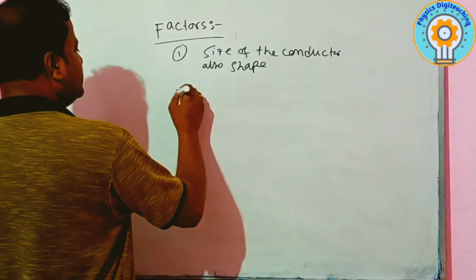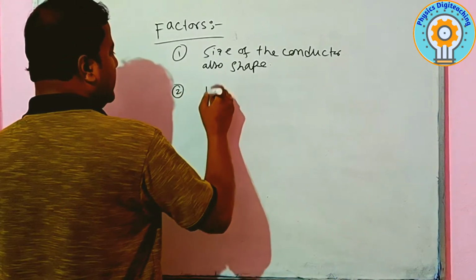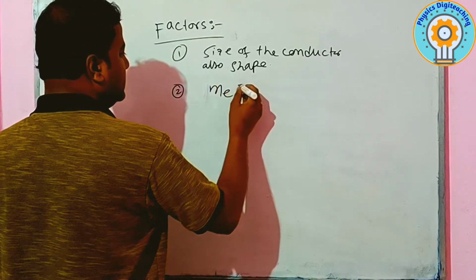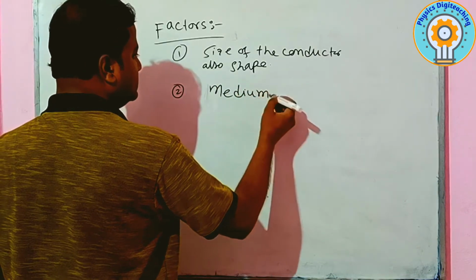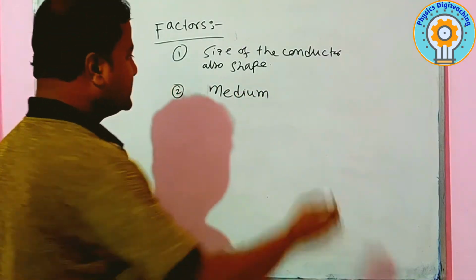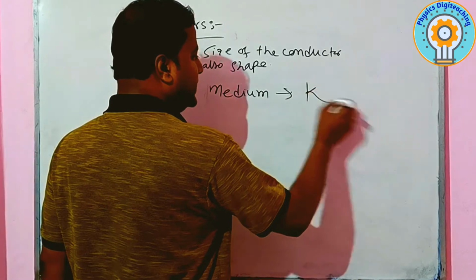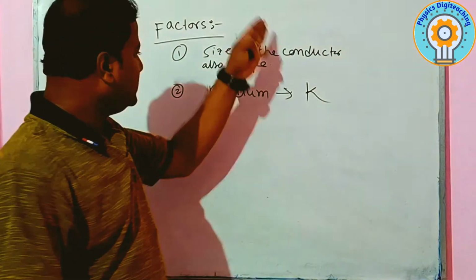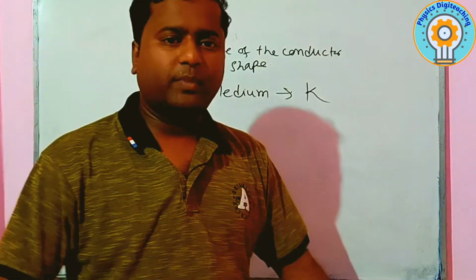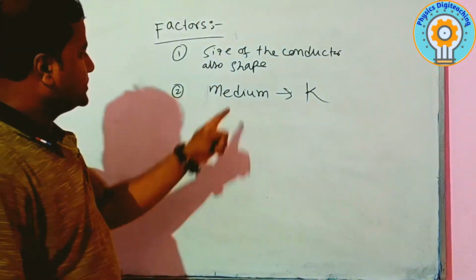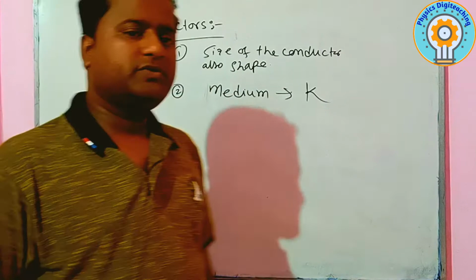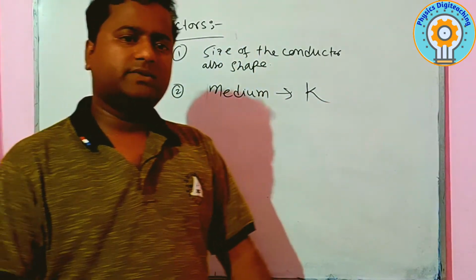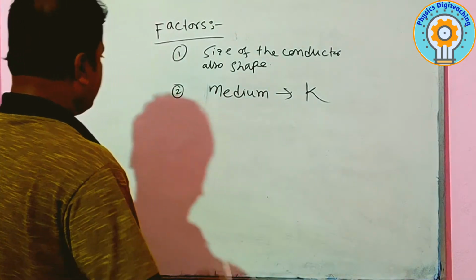Number 2, medium. And the medium is denoted by dielectric constant. The medium in which the conductor is placed is responsible for the capacity or capacitance of the conductor.